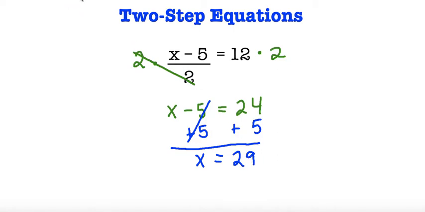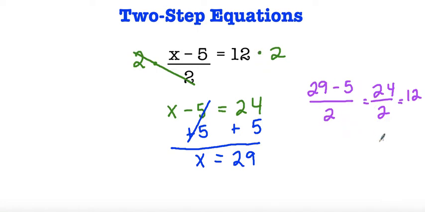Now, if we want to go back and check our work to see if we did this correctly, we're going to go back and substitute for x. So instead of x minus 5, we're going to have (29 minus 5) divided by 2. And now 29 minus 5 is 24. And 24 divided by 2 is 12, and that's what our equation was equal to, so that is a true statement. So that's how we know x is definitely equal to 29.